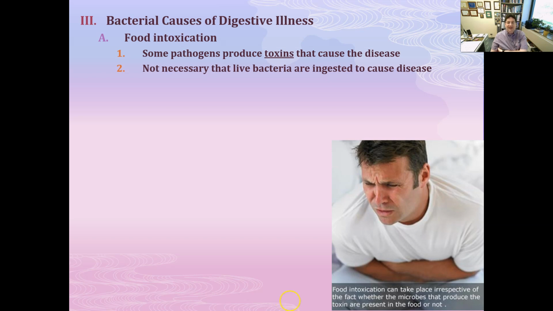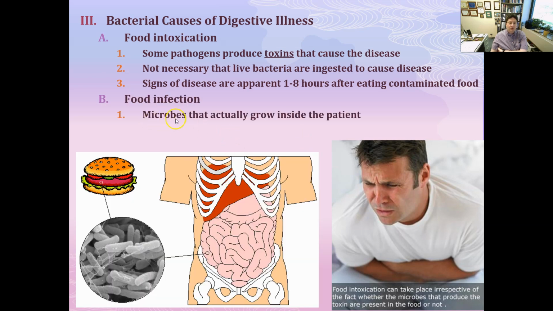Now, the thing about food intoxication, that's typically when people say, oh, I had food poisoning. It was probably food intoxication because the signs of the disease appear quickly. Within 1 to 8 hours after eating the contaminated food, that toxin can travel quickly and we're going to get signs and symptoms. Food infection is where the microbes themselves are actually growing inside the patient. So it's the microbe itself, not necessarily just its toxin, that's causing the problem. Now here it's going to take longer for the signs and symptoms to appear, 12 to 36 hours after eating the contaminated food. Okay, the growth of the microbe is going to take longer than just traveling of a toxin.